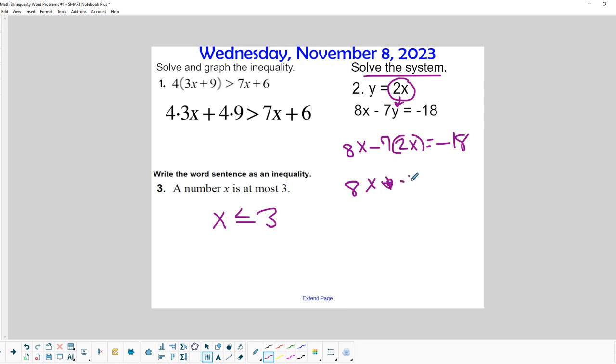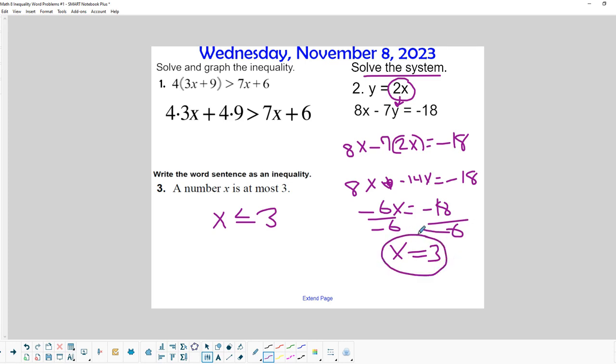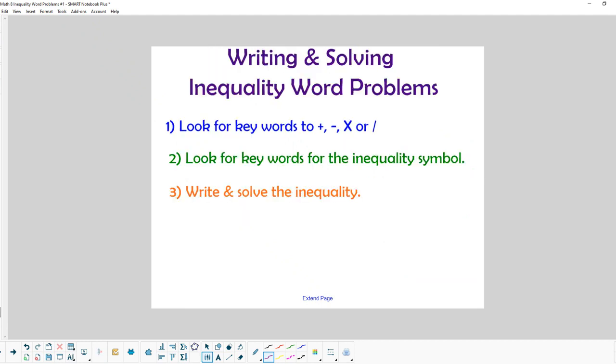So 8x minus 14x equals negative 18. 8 minus 14 is negative 6x, which equals negative 18. Let's divide both sides by negative 6, and we end up with x equals 3. So that's our bell work, just to review some of the things we've seen before. This one will show up again on our concept quizzes, so if you didn't do so well the first time, try to get a good score on the next one.